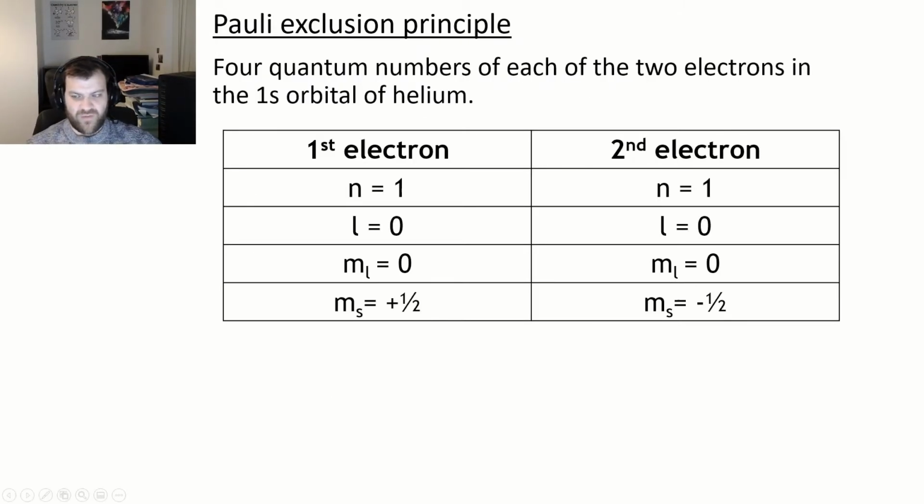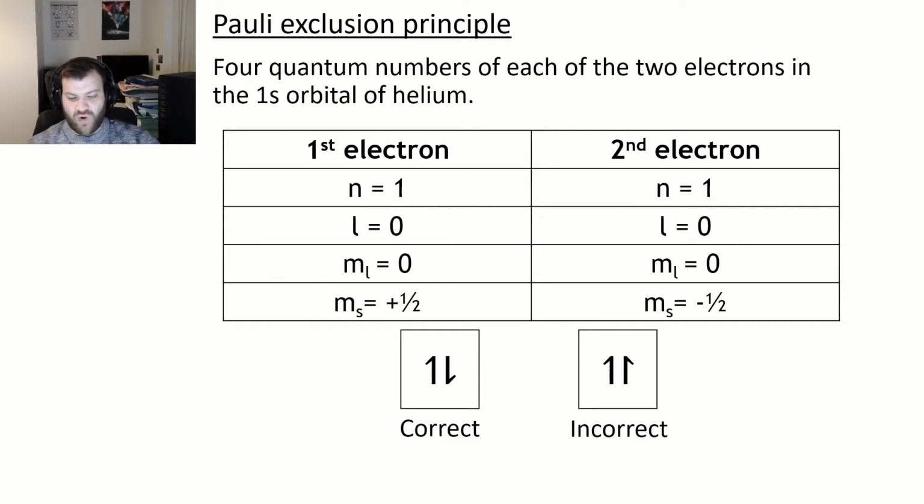When it comes to our Pauli exclusion principle, we're going to focus in on the 1s orbital of helium. For these electrons, they have the same principal quantum number, the same angular momentum quantum number, and the same magnetic quantum number. But their spins will have to be different from one another. This means that we have got to have one electron spinning clockwise and one spinning anti-clockwise. So the arrows pointing in opposite directions is the correct answer.